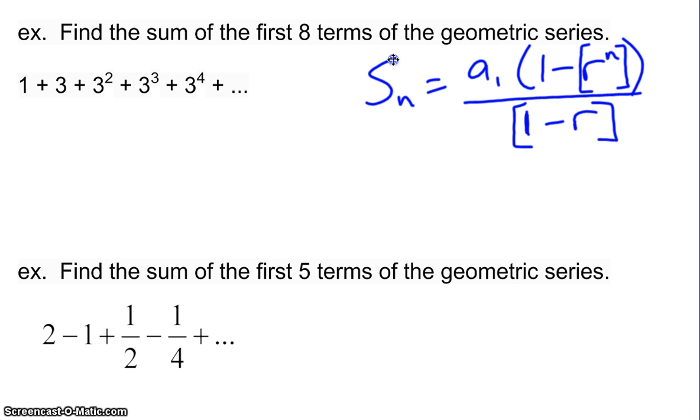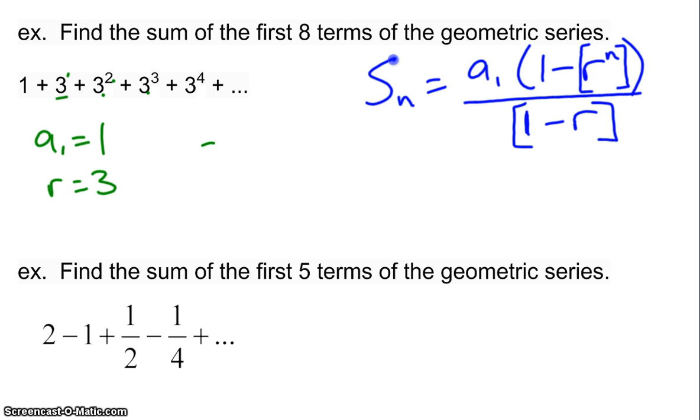So if we look at this particular problem here, we can see that our first term is clearly 1. And then what are we multiplying by? It's actually kind of spelled out for us because it's just changing by 3. This is 3 to the first power, 3 to the second power, 3 to the third power, etc. So our ratio is 3. And it's telling us to find the sum. We already have our addition signs in there.